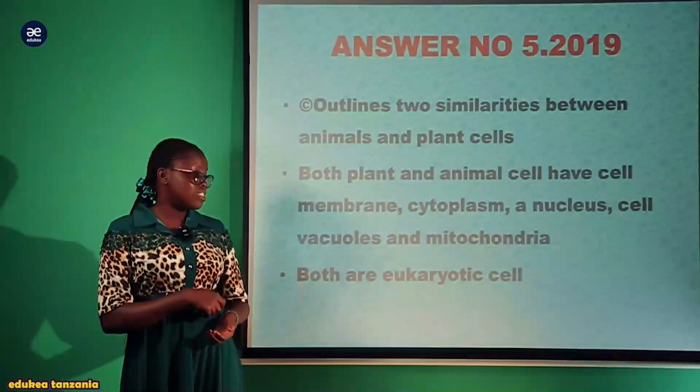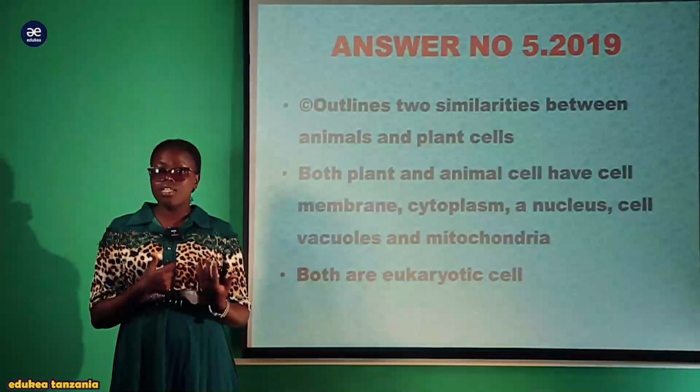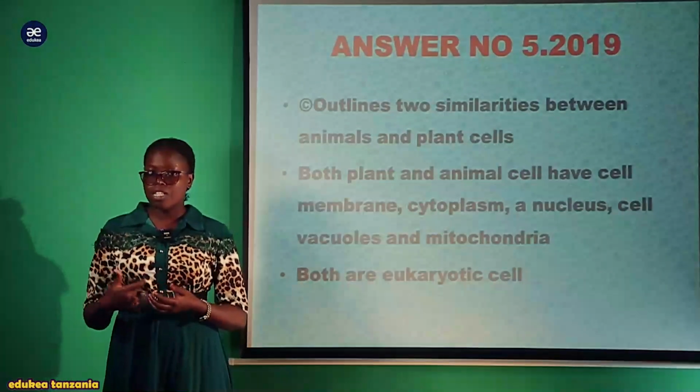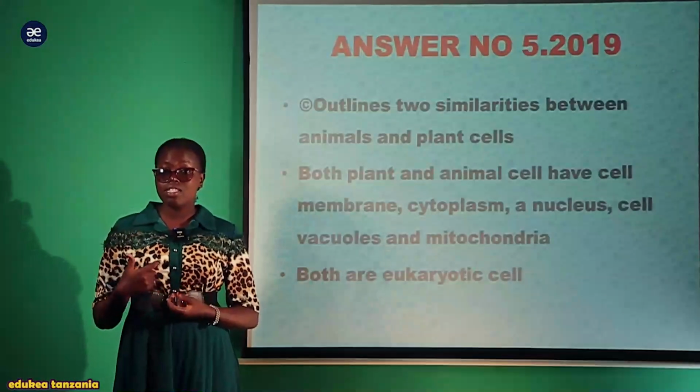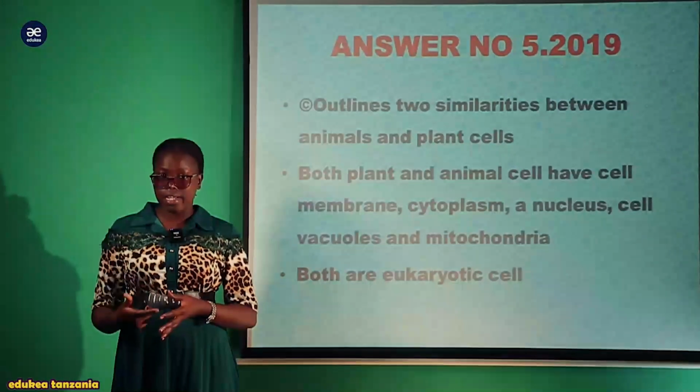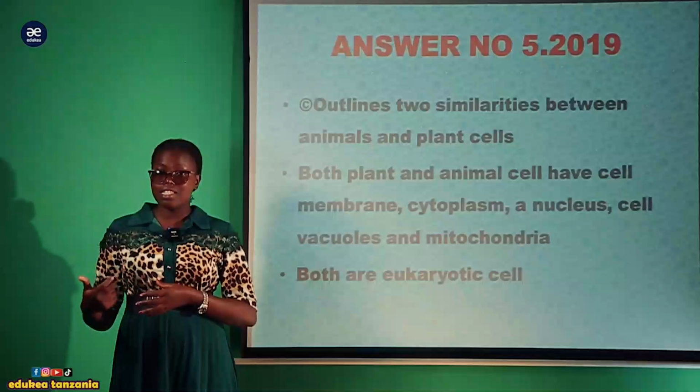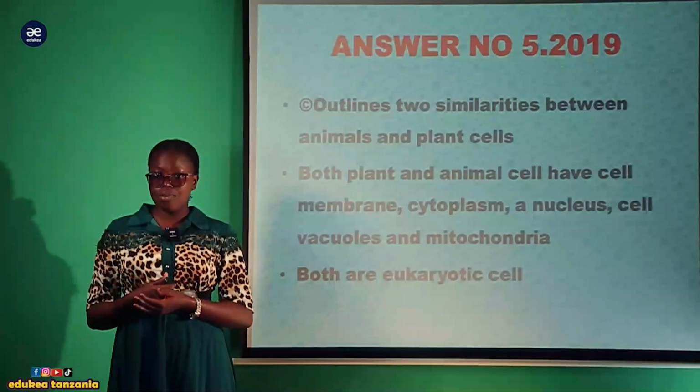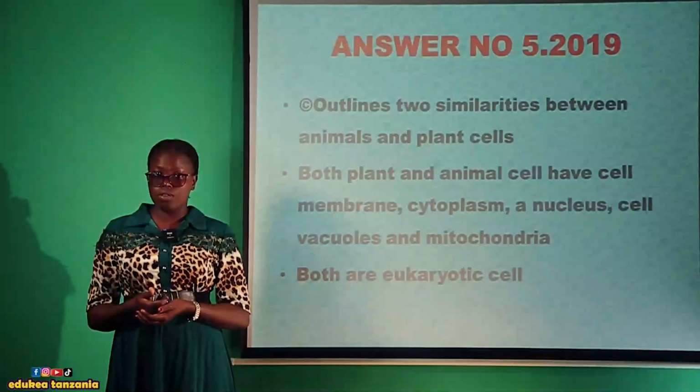Also, another one is the cell vacuole. The cell vacuoles tend to vary, but they are all found in plant and animal cells. In animal cells, the vacuole is small and temporary, while in plant cells it is large and permanent. Their main function is osmoregulation.